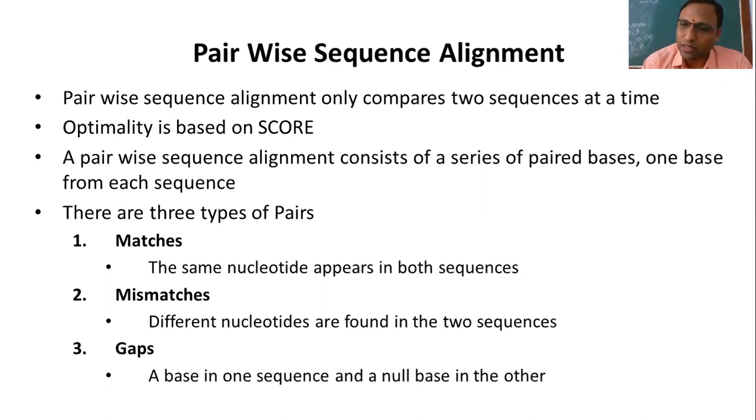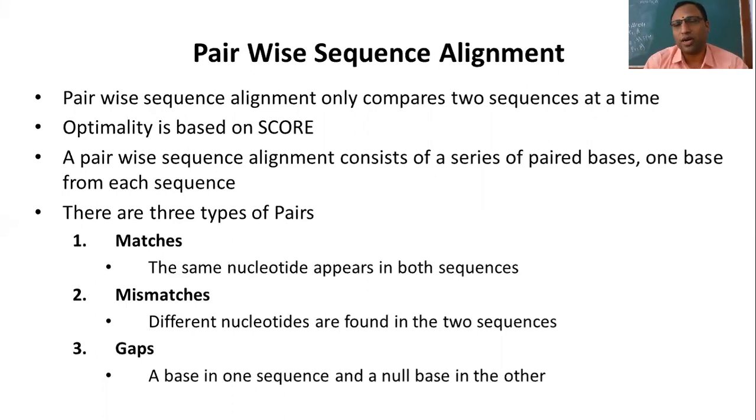There are three methods, or three particular parts, available in pairwise sequence alignment. That is, you can say global alignment or local alignment. In the global alignment part, there are types of pairs. The first type is matches. Matches means the same nucleotide appears in both sequences. The second type is called mismatches. Mismatches means the upper sequence has one nucleotide and the bottom sequence has a different one. That is called a mismatch.